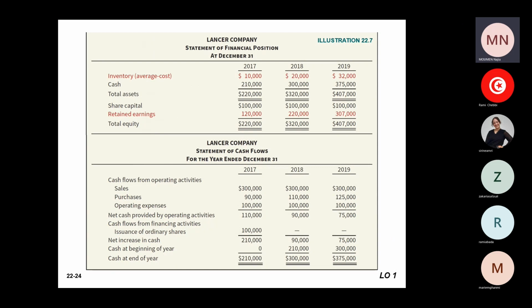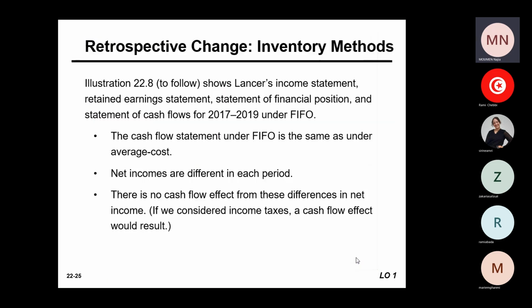If the firm still used the average cost, the statement of cash flows would show cash at the end of the year of 210, 300, 375, etc. Okay. Now, if we apply that retrospective change, what will we be doing, okay? We will be assuming that the financial statements of this firm will be presented using the FIFO method, okay?